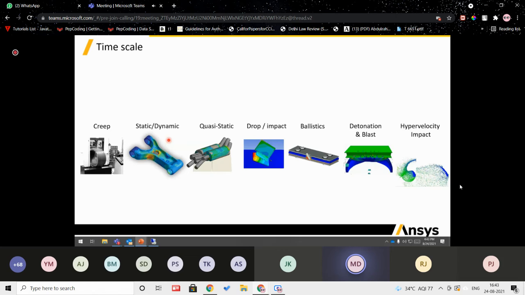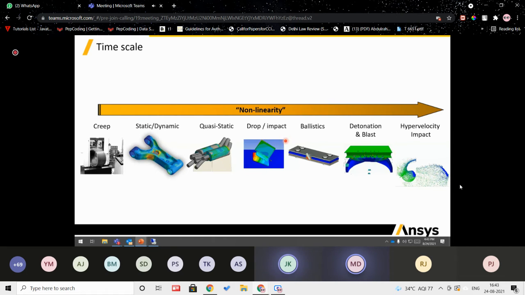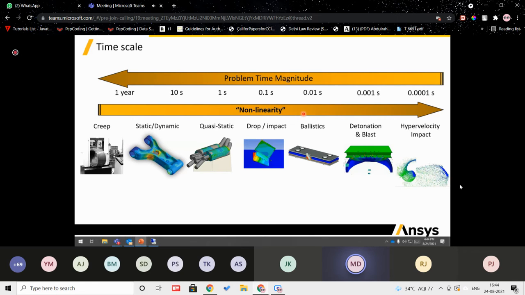One thing you might have noticed is that when I am moving from left to right, the velocity, or the speed of the phenomena happening, is increasing. In the same way, non-linearity is coming into the picture. And when non-linearity is coming, we have to define those problems, or extract the solution, in a more controlled, more careful way.